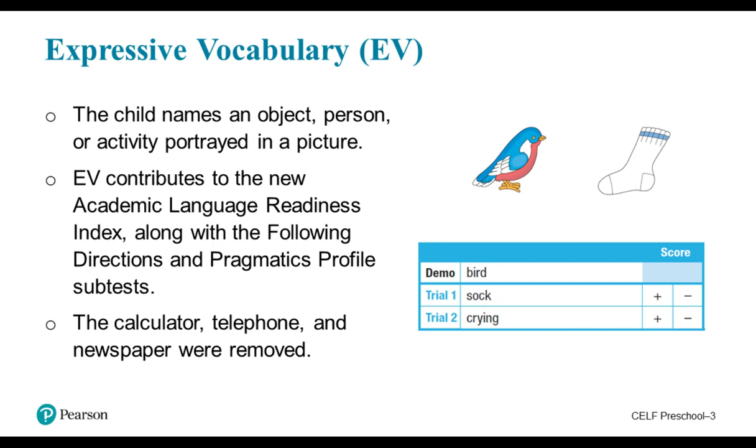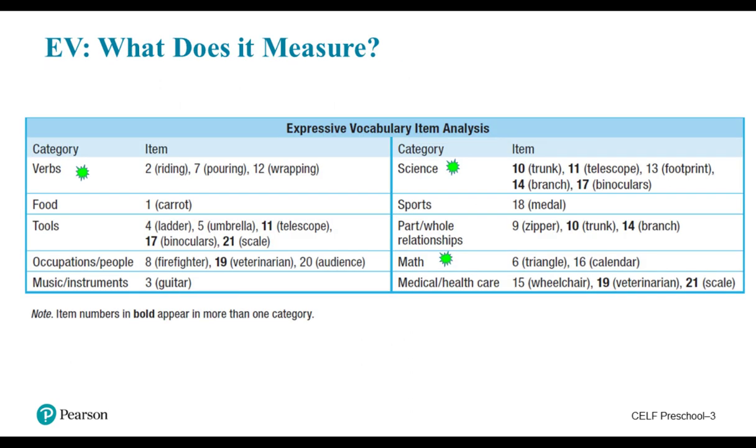You could see the demo item, and there are 2 trial items. And in this demo item, I would say, look at this picture. This is a bird. And then I'd say, look at this picture. What is this? And the child should say it's a sock, and you would see that that is the correct response for trial 1. So this particular subtest measures words in semantic categories, and these semantic categories reflect the typical language experiences of children in our normative age range, so ages 3 years through 6 years. So you think about items that measure probably verbs, science and math, food and tools, and so on.